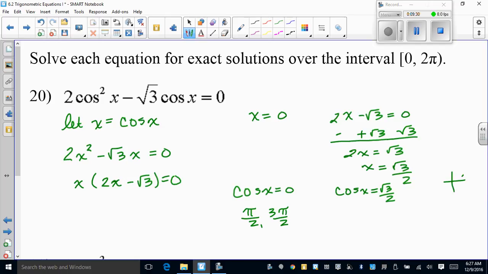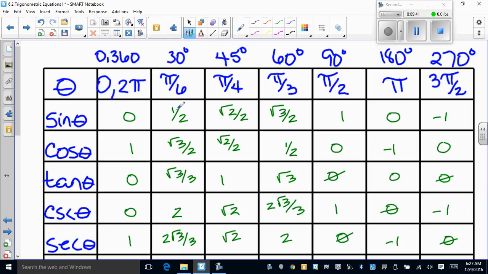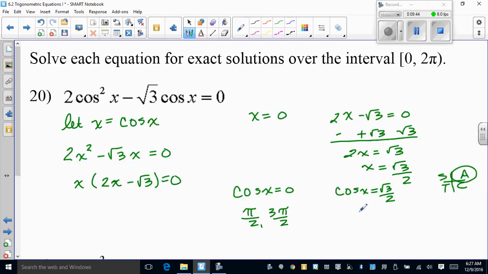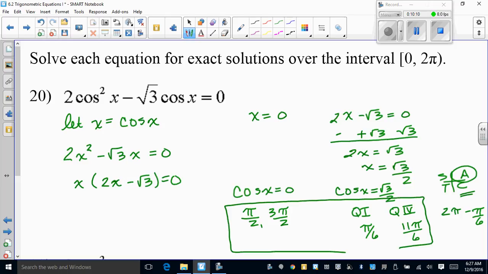So quadrant 1, we're going to get, and we come back over here, cosine radical 3 over 2, go, oh, that's pi over 6. So in quadrant 1, pi over 6. And in quadrant 4, it's going to be 2 pi, or 360, minus pi over 6, which gives us in quadrant 4, 11 pi over 6. This is one of those, for those of you who really like the algebra, you're going to enjoy these because it's nothing but algebra. And in the end, you have a trig step.